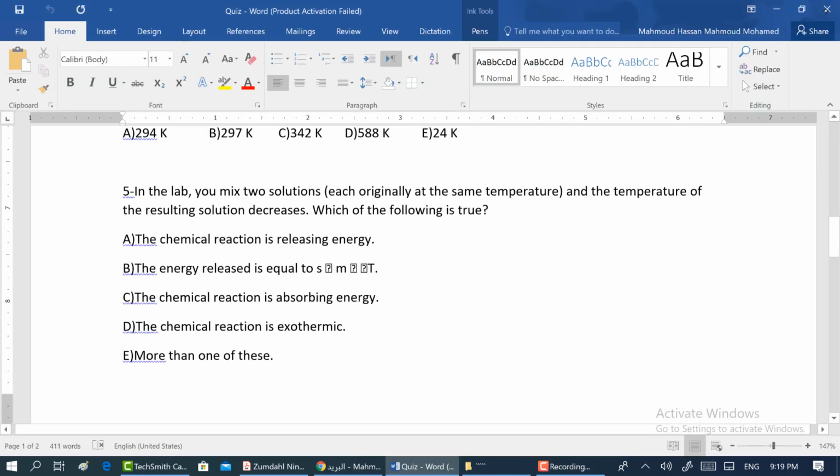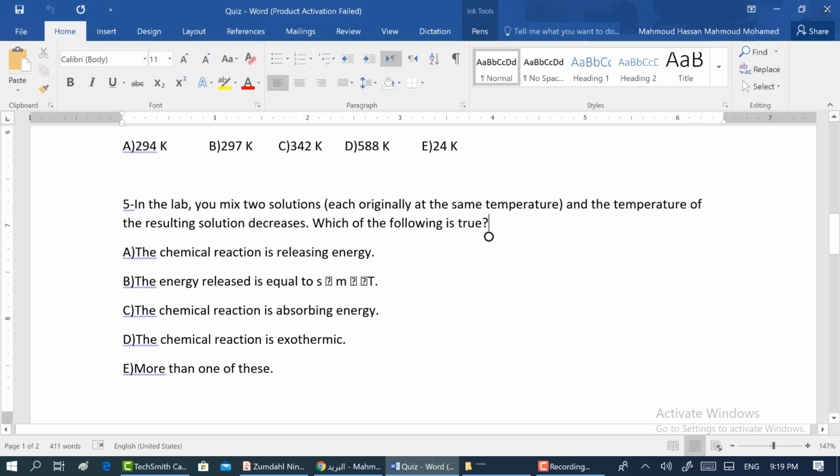Question number 5. In the lab, when we mix two solutions originally at the same temperature, and the temperature of the resulting solution decreases, which of the following is true? The chemical reaction is released, the energy released equals MC delta T, the chemical reaction absorbing the energy, the chemical reaction exothermic, more than one of this.